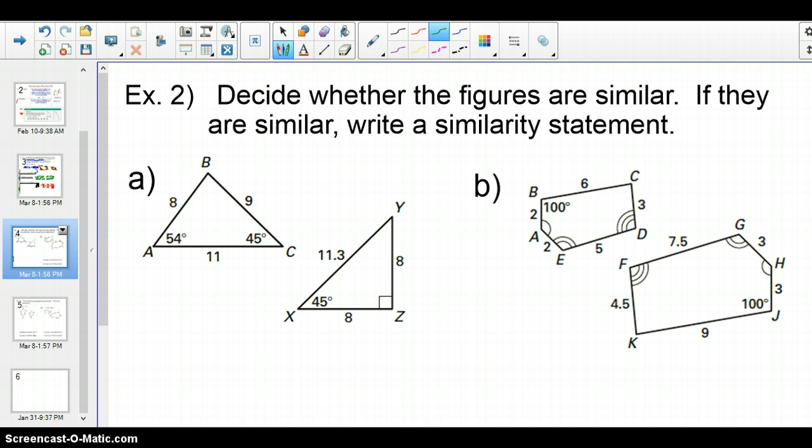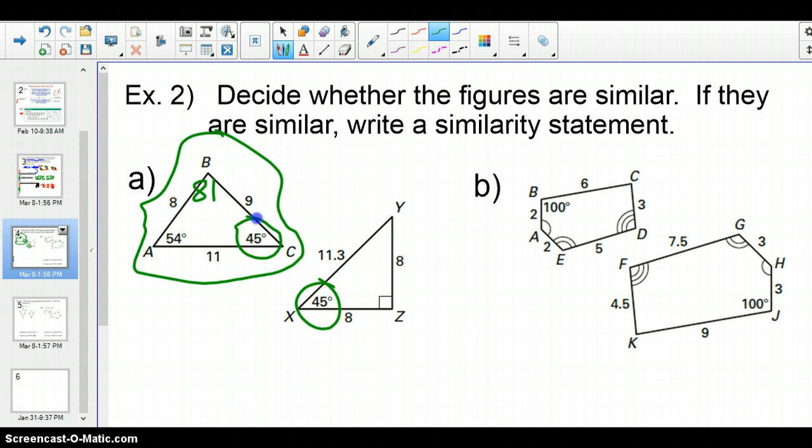So in part A, first thing I might look for is if all of the corresponding angles are congruent. And it looks like I've got two angles that are 45. I'm going to look on this triangle right here to see what my third angle should measure. So if I subtract 54 and 45 from 180, I get 81. So now I have to ask myself if this is a case where all my corresponding angles are equal. And it's actually not, because there's no way for you to have all corresponding angles equal if you have this angle here that's 90. All right, so these are not similar.